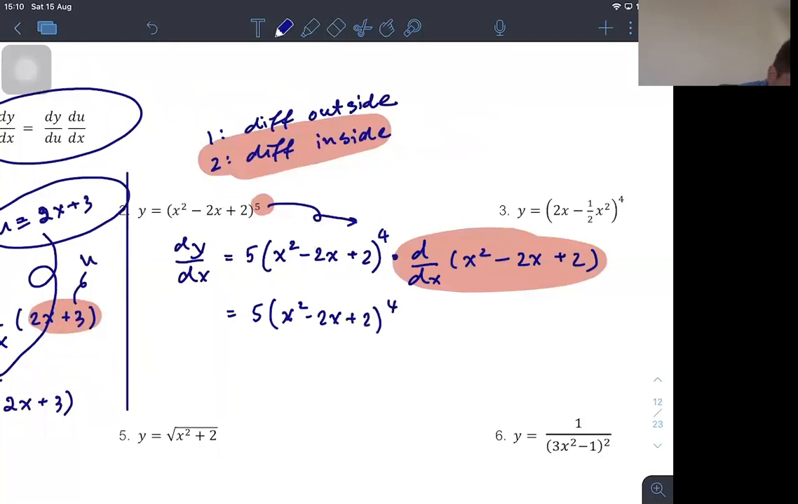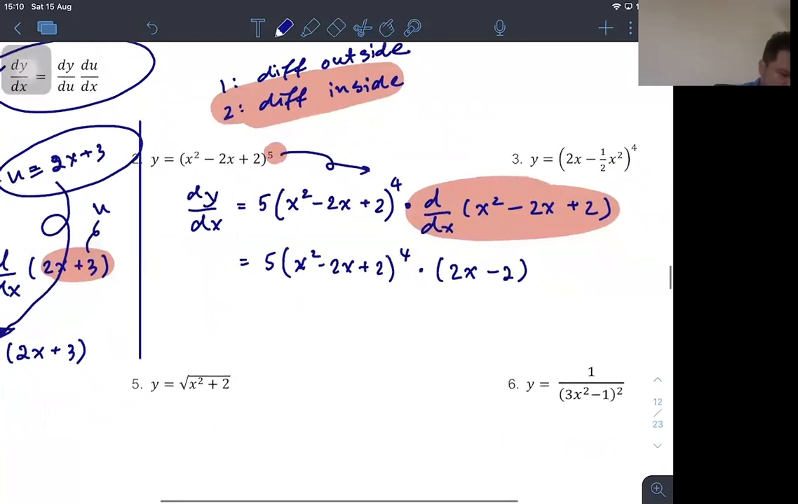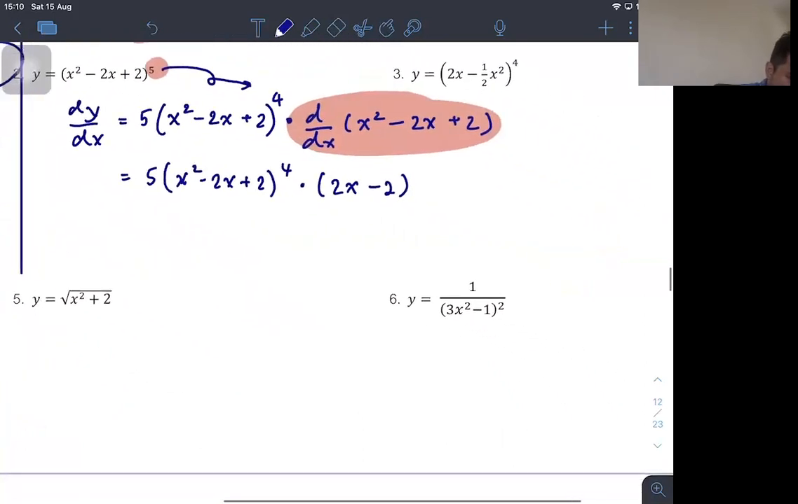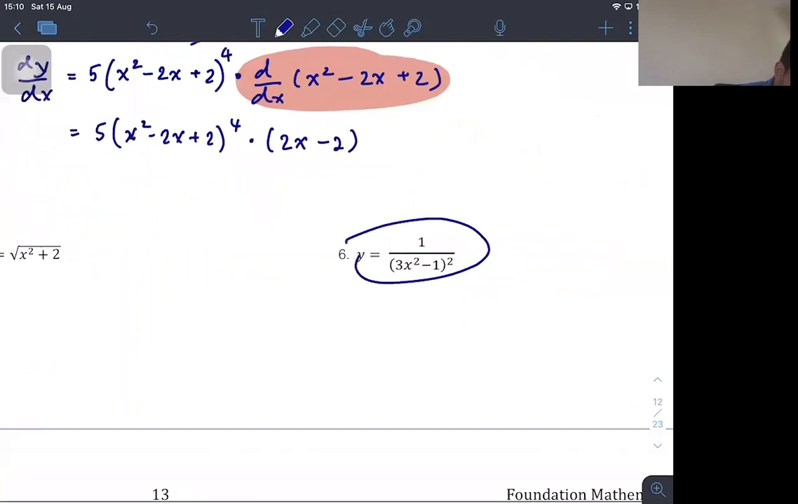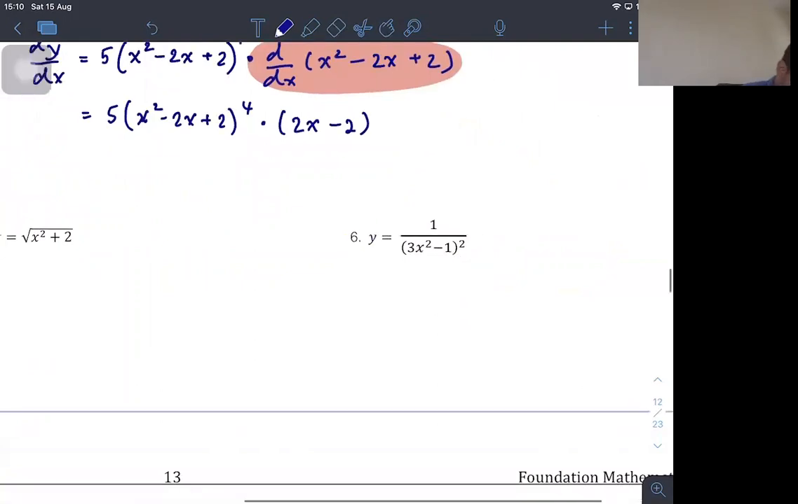Okay, and then times by 2x minus 2, okay? And this is your answer for the number 2, okay? And then again for the chain rule, when you come with this function, this function is quite hard, so let's have a try.